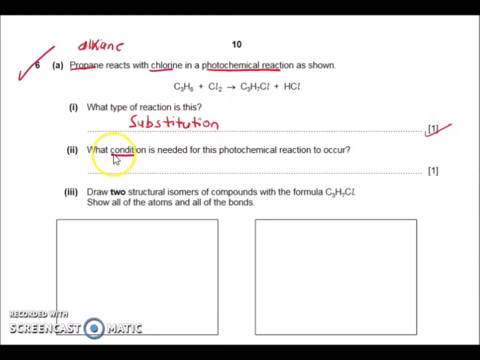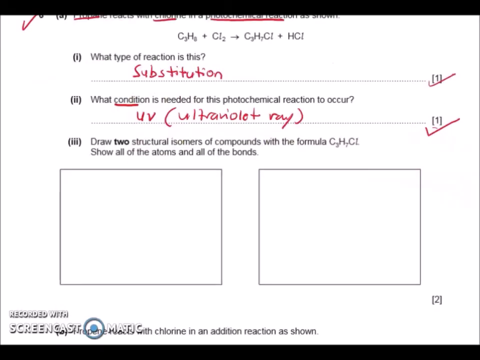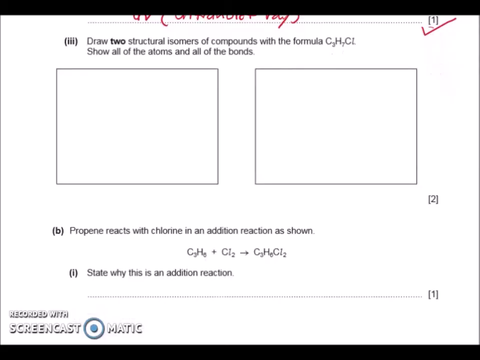1 mark. The condition needed for this reaction to occur is ultraviolet, or in short we just put UV or ultraviolet rays or light, because this ultraviolet light has a certain frequency and energy that can make this reaction happen. So we'll be getting 1 mark here. Next, I move on with this.